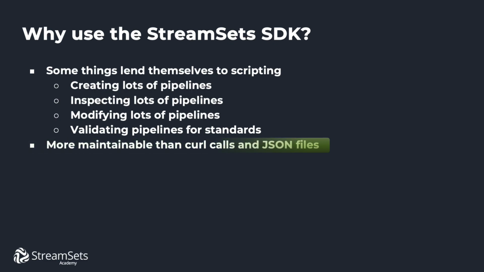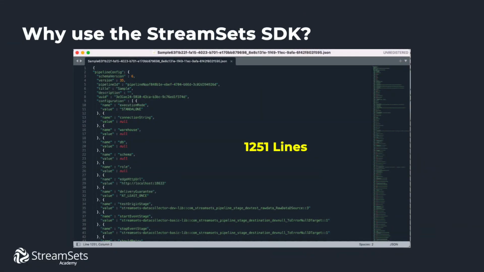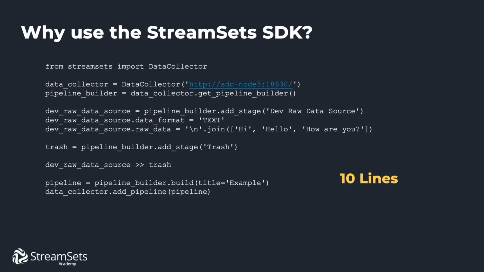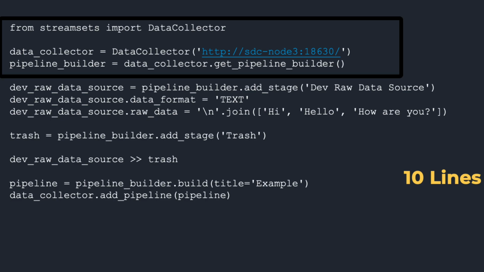Let's look at an example. Here is a simple pipeline with only two stages, an origin and a destination. If we exported this pipeline, we would get 1,251 lines of JSON code. To recreate the equivalent pipeline using the SDK will involve far fewer lines. 10 lines in fact, with the first 3 or 4 being common across the creation of a pipeline.